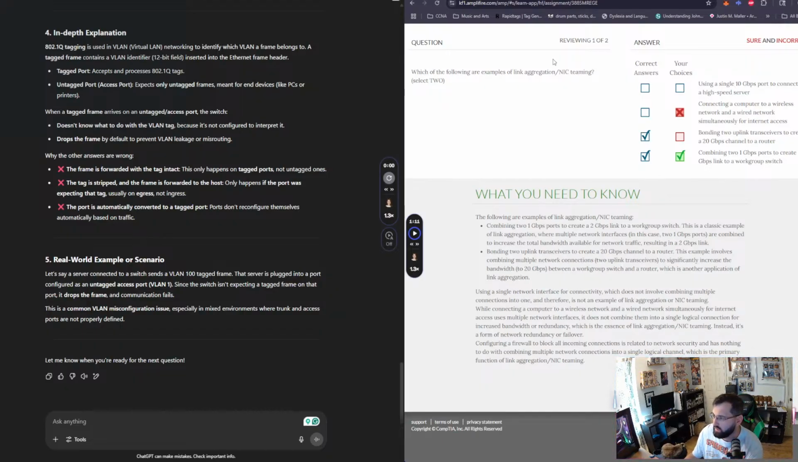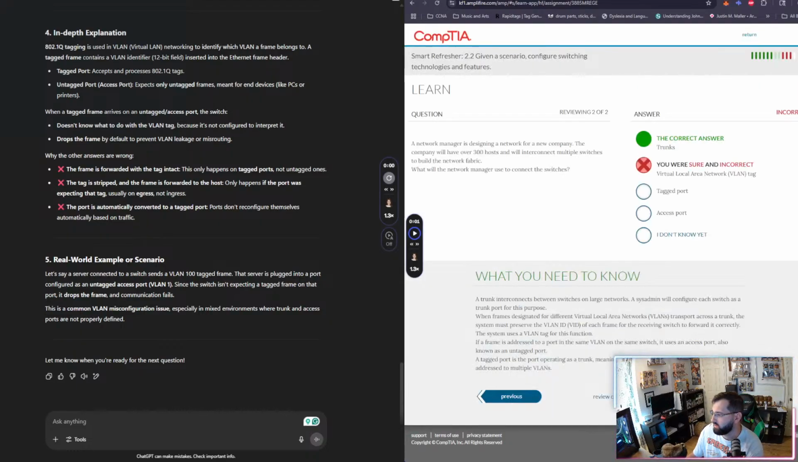Okay. Link aggregation is NIC teaming, but not all. NIC teaming is link aggregation, but not all link aggregation is NIC teaming. That had nothing to do with the question. I was just stating a fact to get it straight in my head.